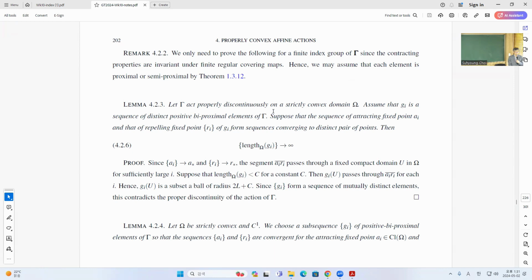Right. So if you have gamma x like this, then you can assume that, if you have some infinite sequence, by taking a subsequence these are positive biproximal elements, because the torsion elements will not go to infinity, right? Anyway, you can prove this theorem up to some finite index, so you can assume that any sequence is all positive biproximal, and then they will also have attracting and repelling fixed points, which are unique. And the length will always go to infinity. Okay, so if you have infinitely many of these, okay.